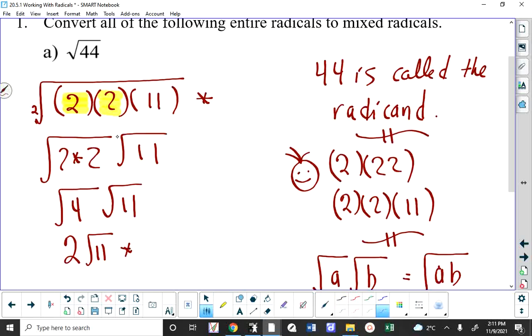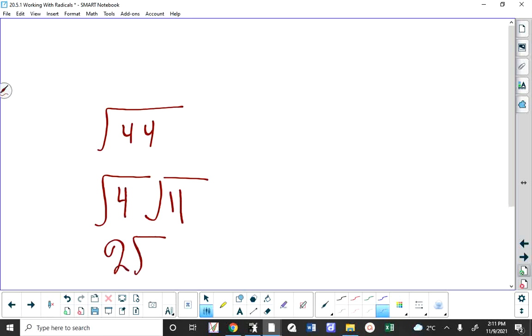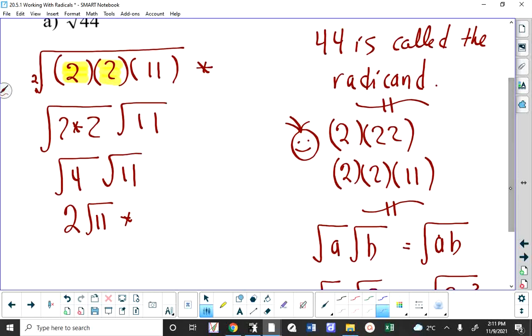Did you follow that? Would you agree that's probably more complicated than simply saying, well, let's see, what is a perfect square that divides into 44 without remainder? Oh, that's 4, right? Why am I looking for a perfect square? So that I can do this. I mean, doesn't this seem easier? The thing I did before, this thing, really seems on the left like overkill. But it's going to be very useful for problems later. Okay? So the answer is 2 root 11.